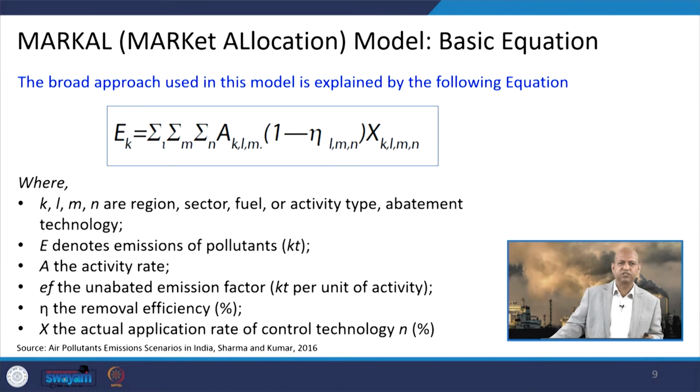This is the basic equation, the broad approach used in this model: E_K is the summation of different activities, and 1 minus eta, where eta is nothing but the removal efficiency. If you deduct it, then the emissions will be calculated. X is the actual application rate of control technology, and A is the activity rate. So, basically you have this activity rate for all kinds of regions, sectors or fuel, so accordingly it can vary and you can then sum up. All those activities depending upon the sector, fuel, etc., you calculate and then you sum up, and the total emissions come for that particular K, that is the region. So, that is the summation of all calculations.